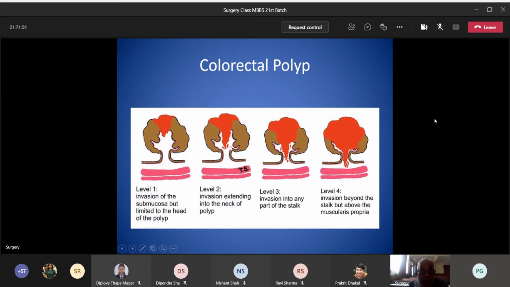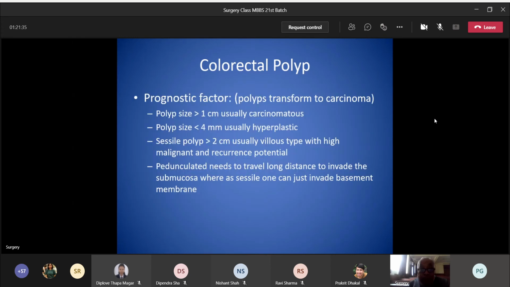So if only the mucosa is involved, you can just take it out from the stalk, or even with invasion of the neck you can take it out. But once it invades to level 4, the muscularis propria, it has already started metastasizing through the lymphatics. So remember this picture of levels 1, 2, 3, 4, and then you will be able to describe the level of the polyp and its change in malignant potential.